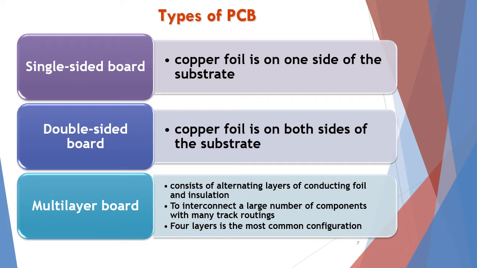There are three types of PCB. The first one is the single-sided board, meaning the copper foil is only layered on one side of the board. Double-sided board, where copper foil is layered on both sides of the substrate. And the third one is the multi-layer board, meaning that it consists of alternating layers of conducting foil and insulation. For the interconnection between the components, 4 layers is the most common configuration.